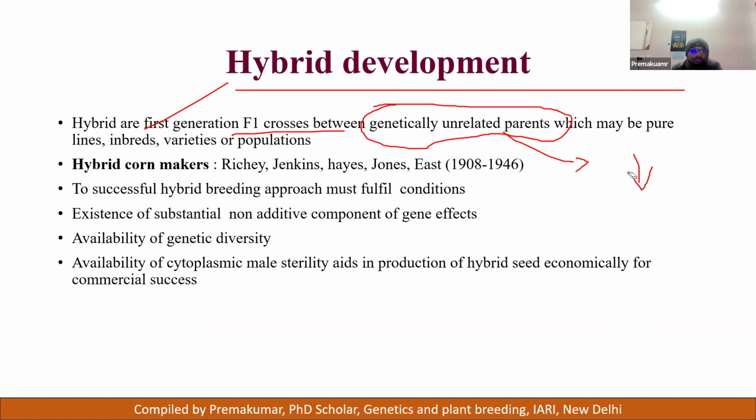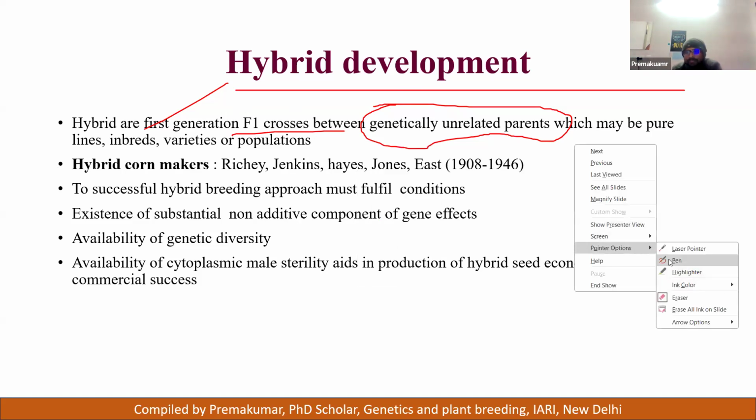Then there are major scientists we have discussed. They are called hybrid corn makers. In the USA, the group of scientists are called hybrid corn makers, like Ricci. Are you able to tell what is the contribution of Ricci?